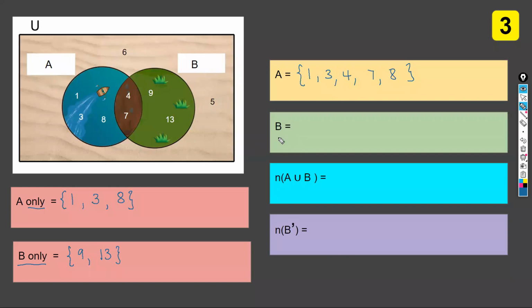B, they didn't even use the letter N. So in this case, again, they want you to list out all the answers in B. Now, when they say B, they're talking about the whole B circle, grass and mud. So let's put it here: 4, 7, 9, and 13. I included the grass and the mud. How many people have everything correct so far? Like, they made no mistakes so far.